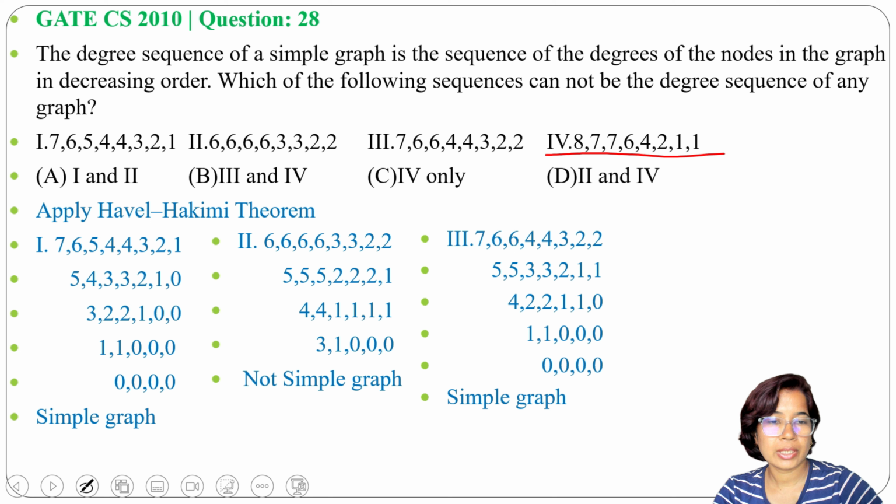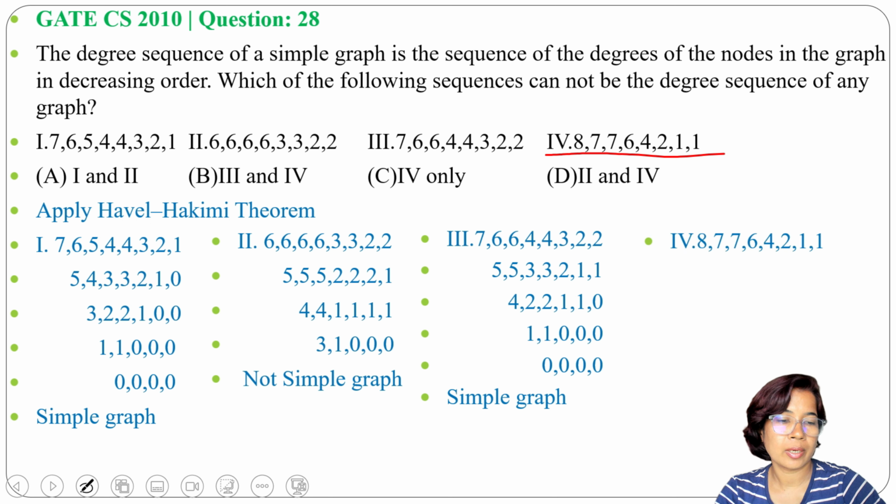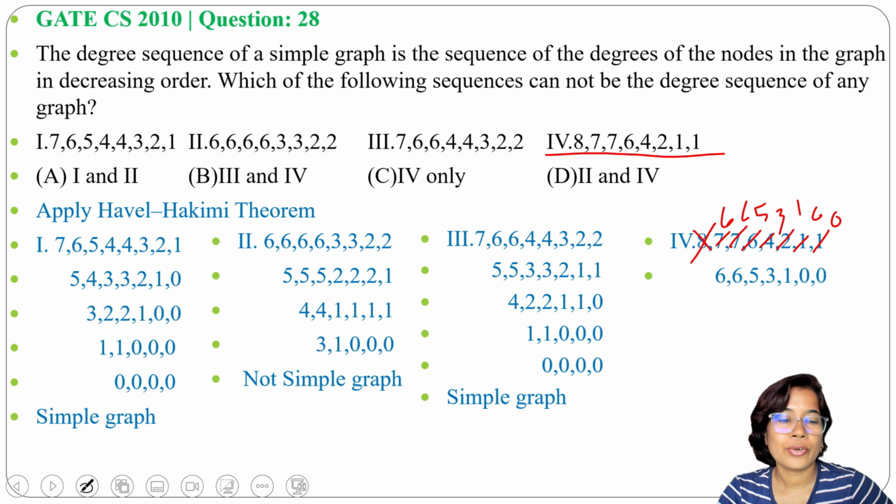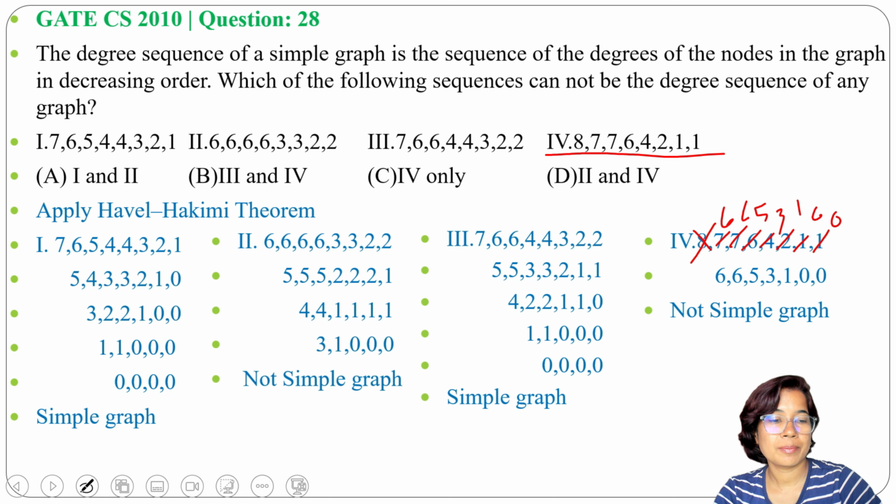Next check the fourth degree sequence: 8, 7, 7, 6, 4, 2, 1, 1. When we remove 8, the next 8 degrees should be reduced by 1. So this will be 6, 6, 5, 3, 1, 0, 0. 1, 2, 3, 4, 5, 6, 7. There are just 7 degrees, but we need to change 8 degrees, right? So this is not possible. So option 4 is not a degree sequence of a simple graph, as there are not 8 other vertices. So this degree 8 is not possible.